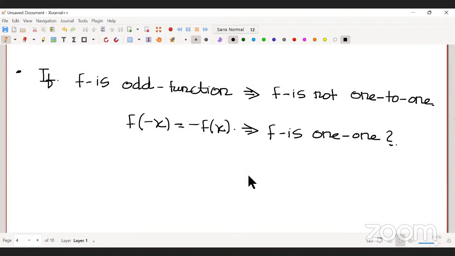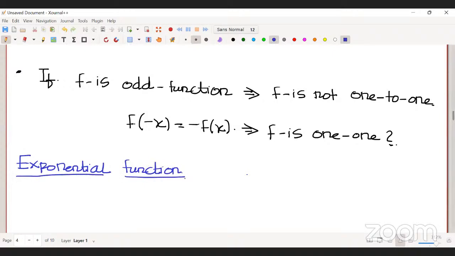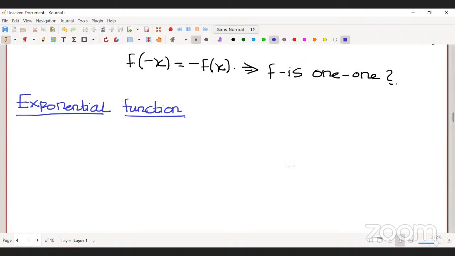Okay, so the next thing is the exponential function. We'll discuss this exponential. Suppose I have a number a which is always greater than 0, and r is a real number.